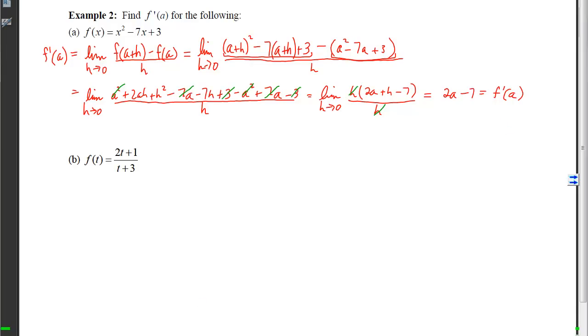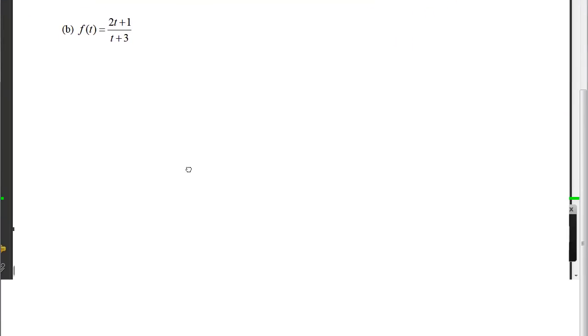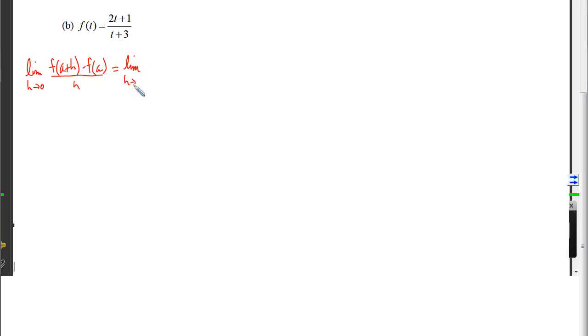If we now move to part 2, or part B, I should say, of that same example, we have yet another function, only this time it involves t's and a fraction. So this one's going to be algebraically a little more challenging. Again, we'll be looking at that limit as h approaches 0 of f of a plus h minus f of a all over h. And when I replace t's with a plus h's, that first one will be 2 times an a plus h plus 1 over an a plus h plus 3.